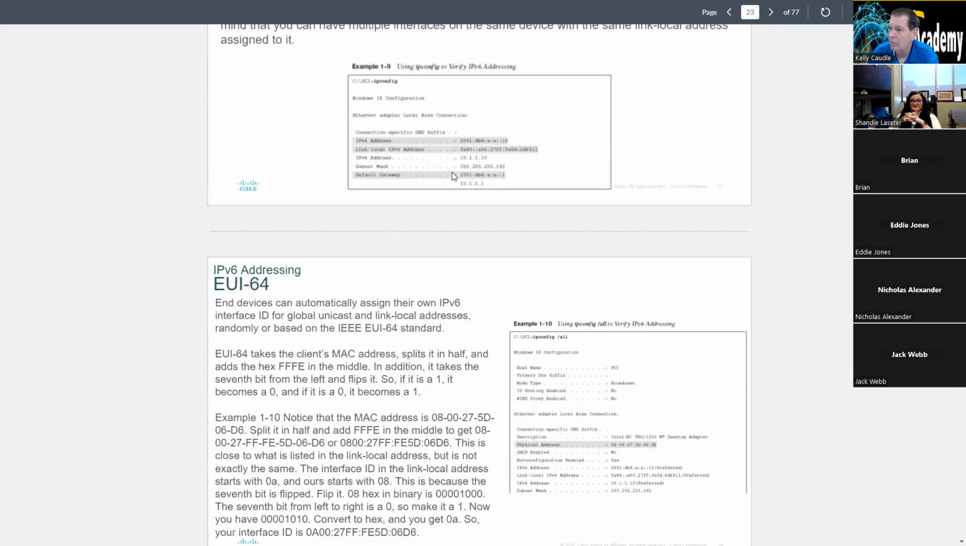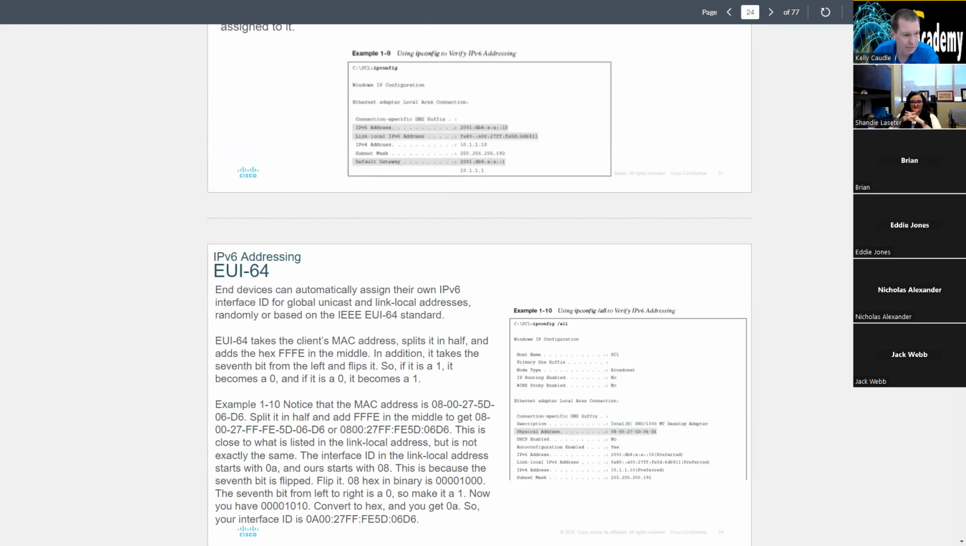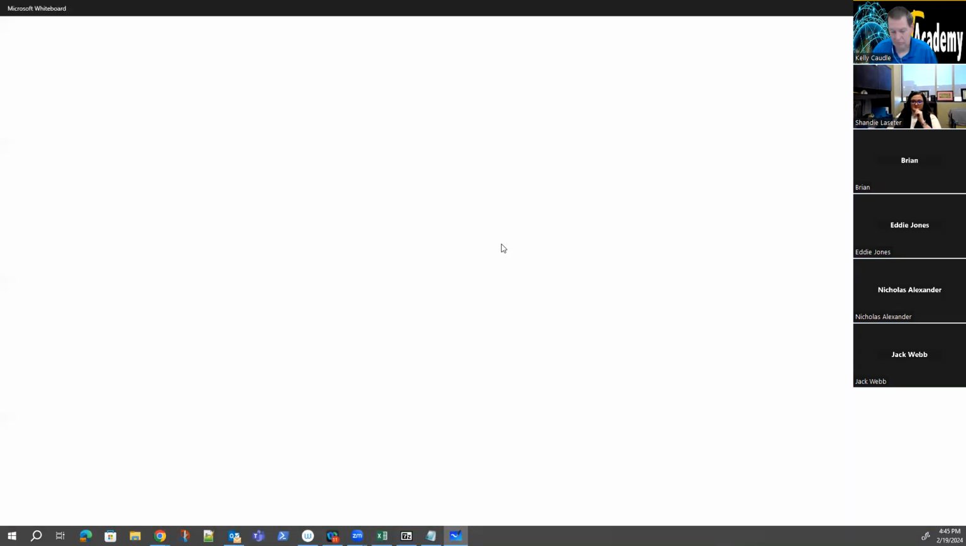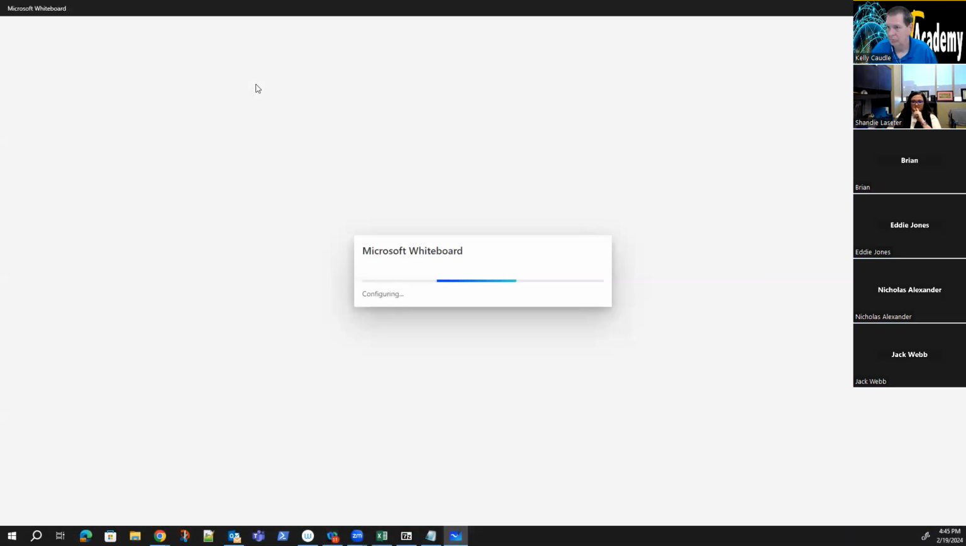Be aware, does anybody remember the different ways of getting an IPv6 address? Can anybody remember the different ways of getting an IPv6 address? Well, yeah, there's a couple. SLAAC with stateless DHCP and stateful DHCP. So full blown DHCPv6.